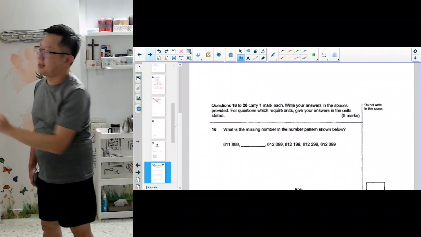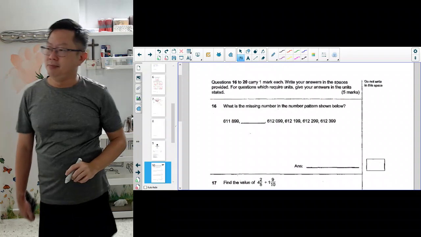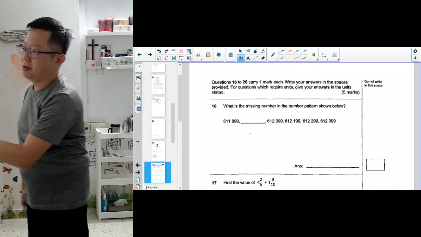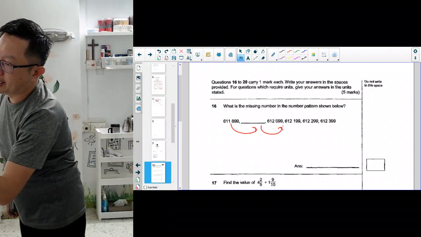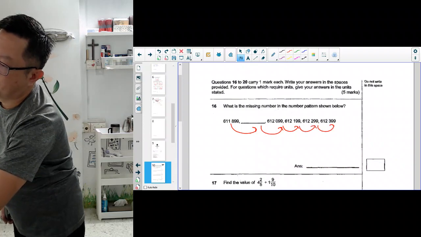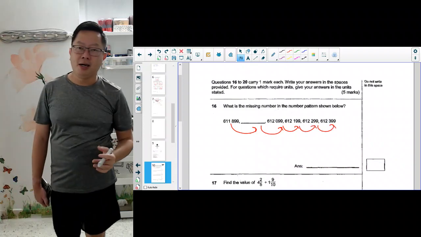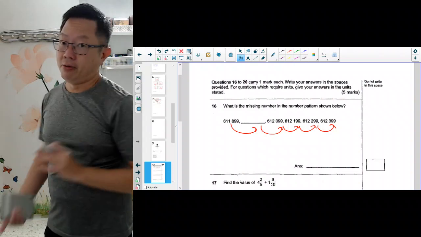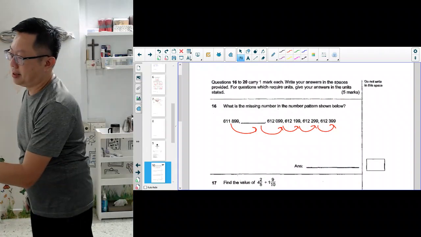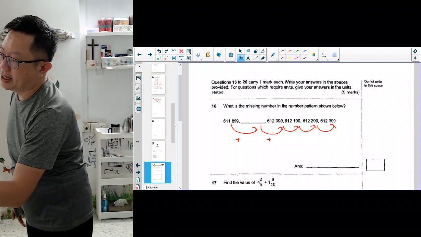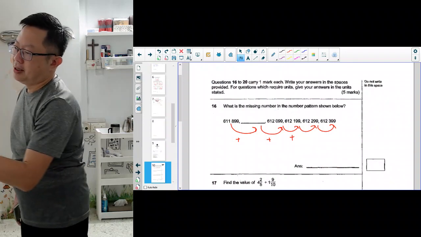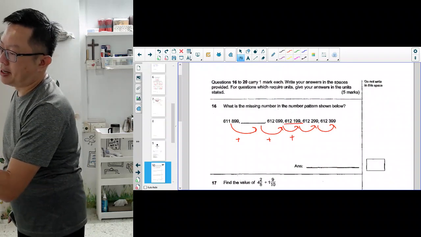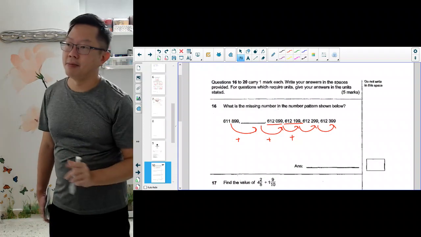Okay, so what's the missing number? The numbers are becoming bigger. So if the numbers are becoming bigger, then it's either plus or times. But it cannot be times, because if it times, then the number will become very, very, very big. So it has to be plus something, right? Okay, so plus how many? So you take the bigger number minus the smaller number to find the pattern.